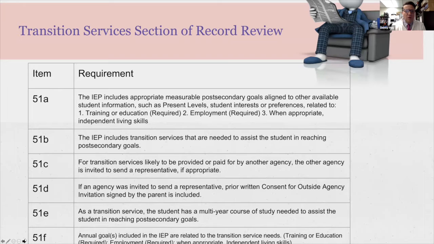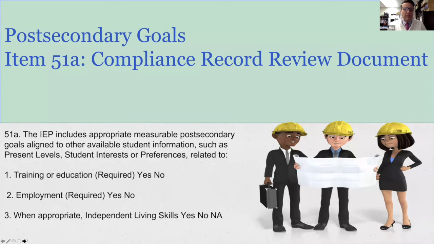And we'll go ahead and talk about 51A and what's required there. So 51A, again, that being in the record review document, the IEP includes appropriate, measurable post-secondary goals aligned to other available student information, such as present level, student interests or preferences related to training and education, which is required, and employment, which is required. So when you write a post-secondary goal, we're looking to see that you've included those pieces in such a way that they're going to meet the compliance requirement.